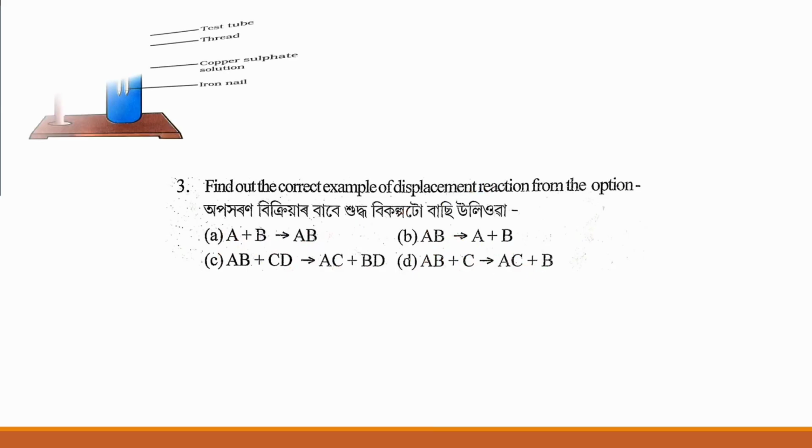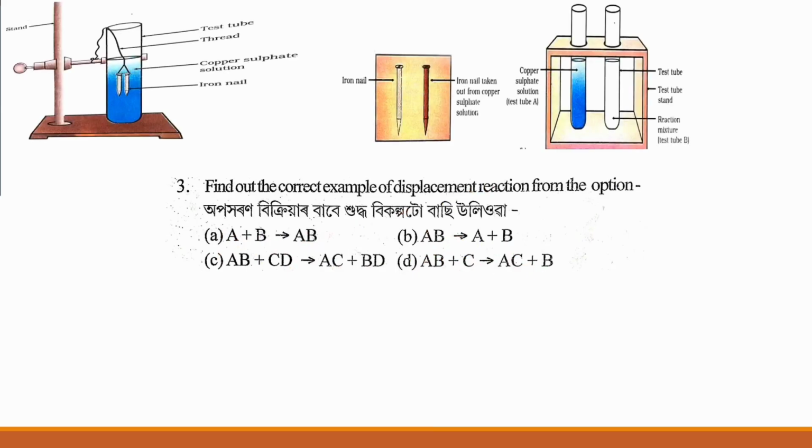You know, dear students, what is a displacement reaction? A displacement reaction is a reaction in which a highly reactive metal displaces a metal from the reaction. You can see here in this reaction that this is copper sulfate solution, and here iron nails are dipped in the solution.